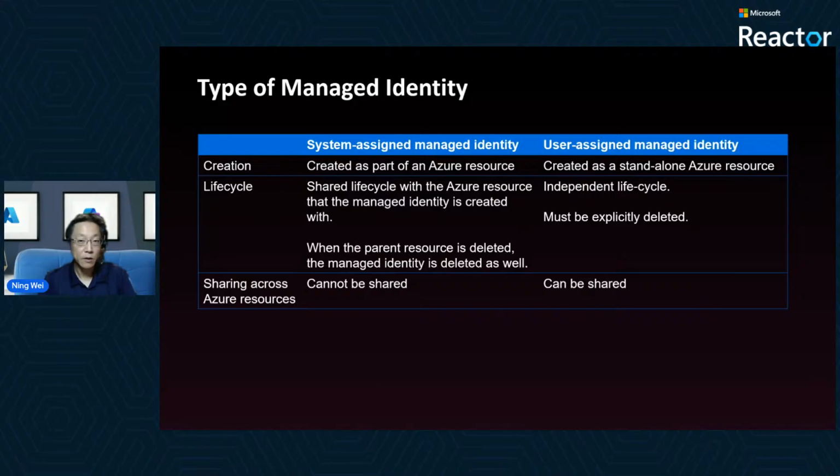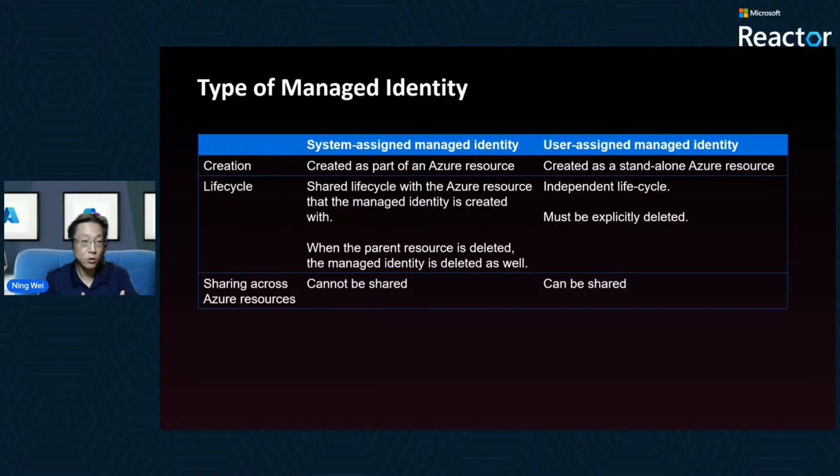So there are 2 types of managed identity. There is a system assigned managed identity, which means that the managed identity will be created as a part of the Azure resource. So if I want to enable the managed identity for a virtual machine, I just go there to enable the system assigned managed identity. So there will be one and only one managed identity enabled for that virtual machine. And when I delete that virtual machine, the system assigned managed identity will be deleted automatically, right?